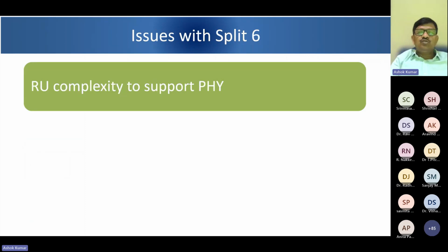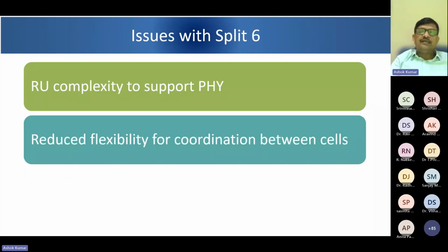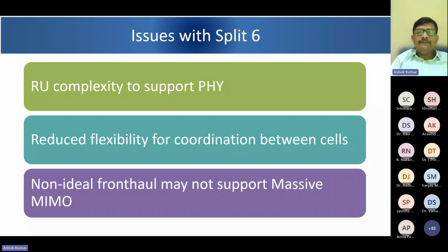And what are the issues? The issue is that your RU becomes complex because you have to handle the physical layer. You also face problems in coordination between cells because of this architecture. Basically you can use even non-ideal fronthaul in split 6, and in that case you'll have an issue in supporting massive MIMO. So these were the issues. Basically it's a trade-off.